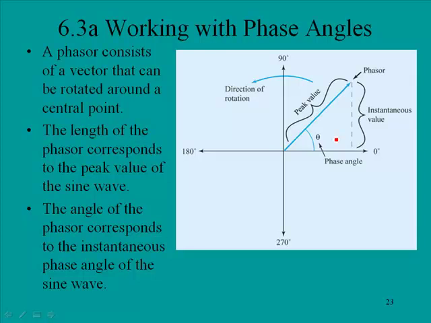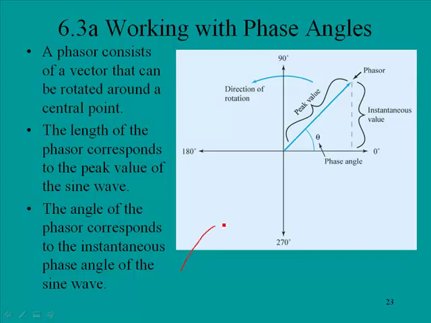We're in section 6.3, working with phase angles. A phasor consists of a vector that can be rotated around a central point. And so here is our phasor, and it could be rotated around the central point, which is right here. The length of the phasor corresponds to the peak value of the sine wave. So this phasor is going to represent the peak value of the sine wave.